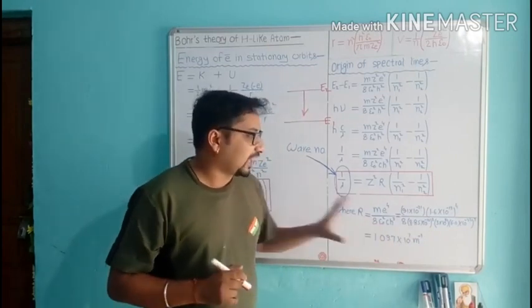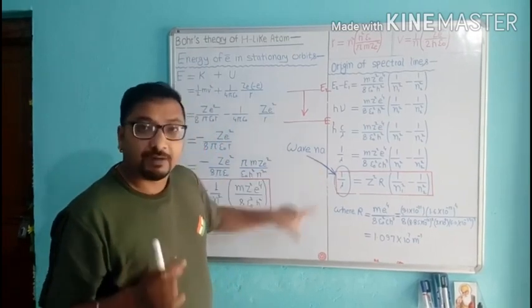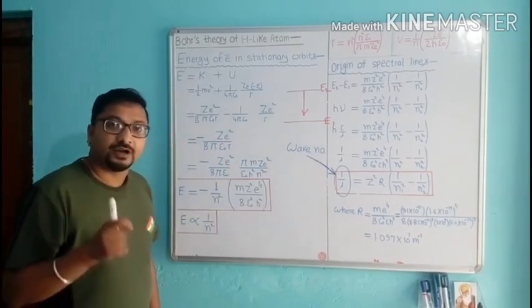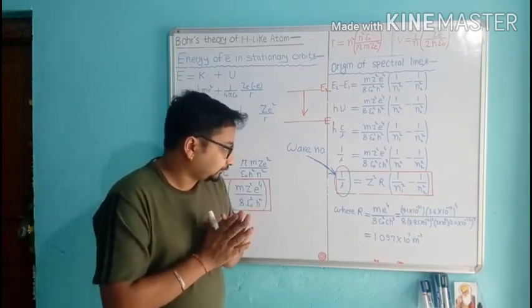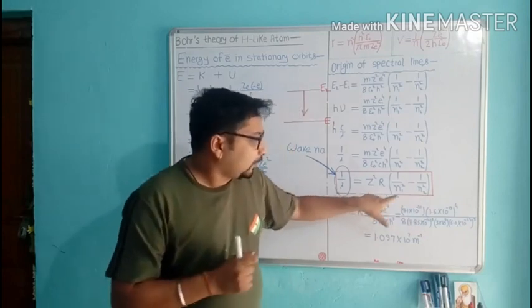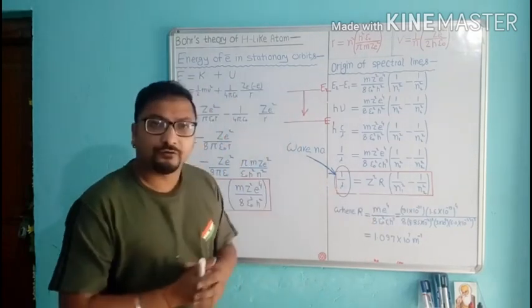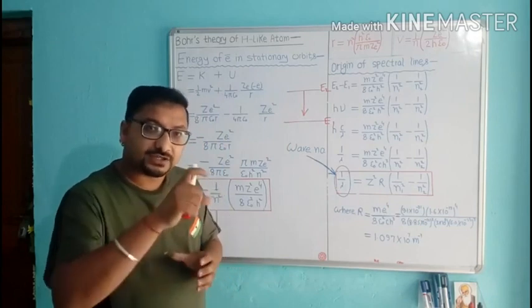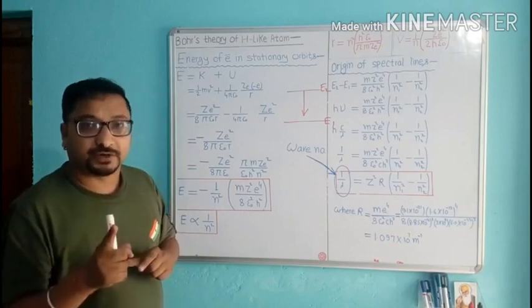Now 1 upon lambda is the wave number. Wave number means the number of complete waves in a unit length. For different values of n1 and n2, we get different wave numbers. That means the spectrum of the atom is a line spectrum, not a continuous spectrum.